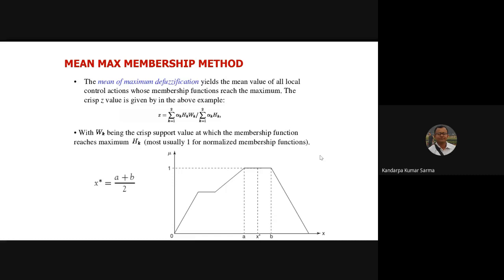The mean of maximum defuzzification yields the mean value of all local control actions whose membership functions reach the maximum. The crisp value Z is given by the summation of alpha k, H k, W k divided by the summation of alpha k, H k, with W k being the crisp support value at which the membership function reaches maximum H k, most normally one for normalized membership functions. So x here shall be a plus b by 2. So the mean max membership method will use this sort of diagram, from which the value of x shall be found by taking the values of a and b and then dividing by 2.